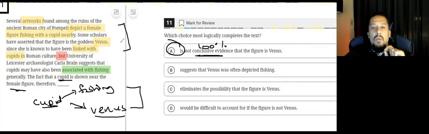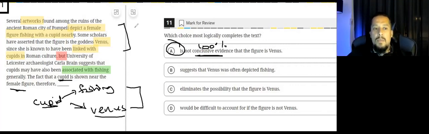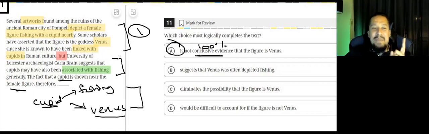Idea number one, well, Cupid around a female figure, that means that's Venus. So idea number one. However, idea number two, Cupid can also mean fishing, and the female figure is fishing. See that? So there's some ambiguity there.